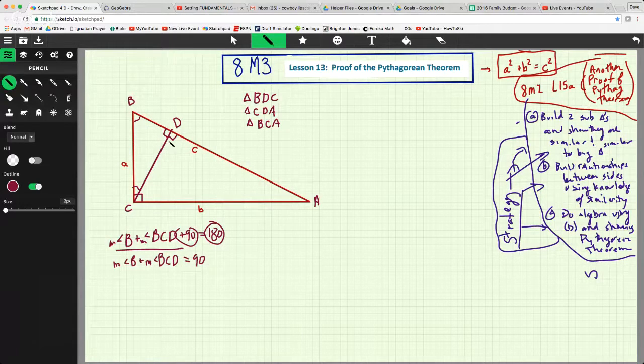Now let's look at this other triangle here. Similarly, we can say that the measure of angle DCA plus angle A plus 90, so this angle plus this angle plus this angle, equals 180. And similarly, we can cross these out and say angle DCA plus angle A equals 90.